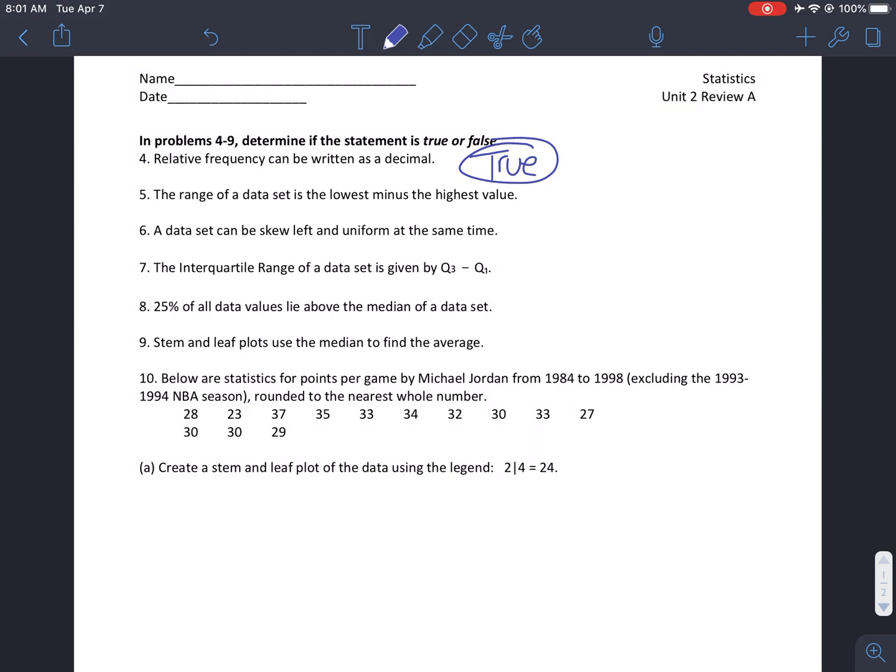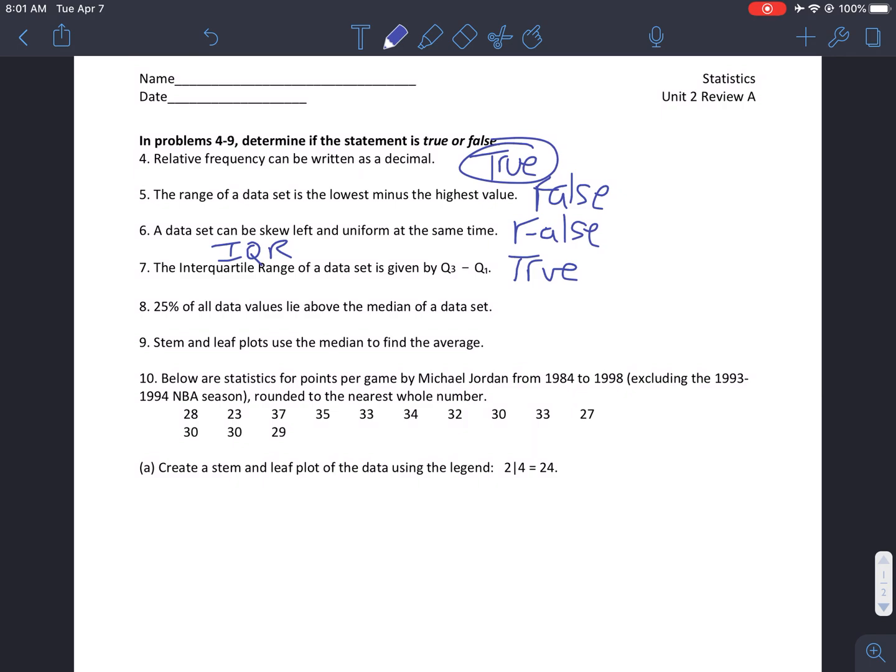The range is the lowest minus the highest. False. A data set can be skew left and uniform at the same time. False. The interquartile range, IQR, is given by Q3 minus Q1. True.